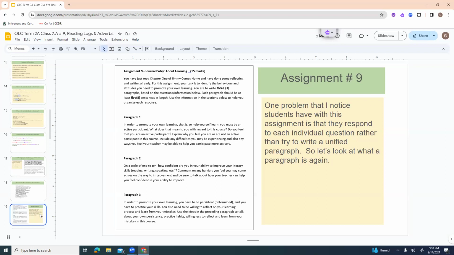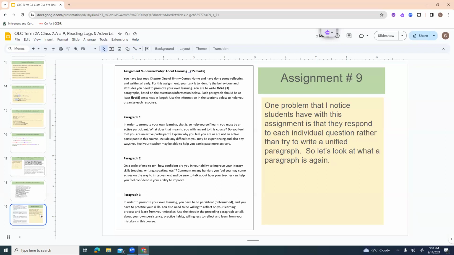So please, if it says 5 sentences, count your periods. Make sure you've got 5 periods. Use the information in the sections below to help you organize each response. I'm going to read these and then we're going to talk about one of the issues.